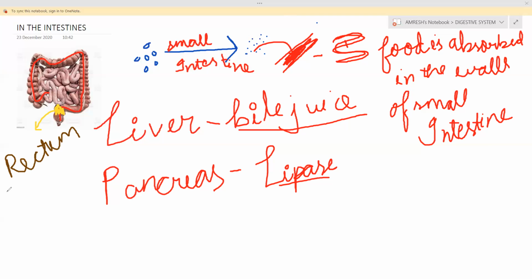So what is the function of the rectum? If the rectum question comes, you will write: stores feces. And through this opening, the anus, the feces will come out from the body. Note it down.